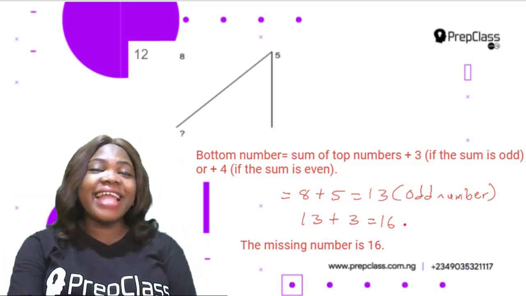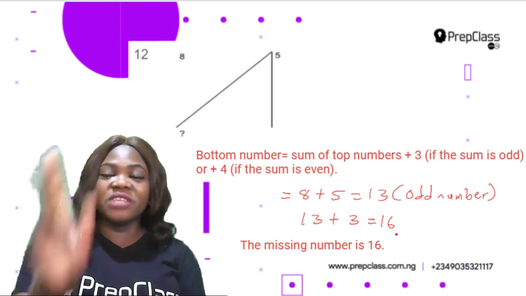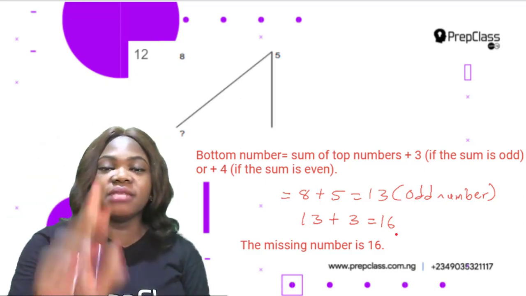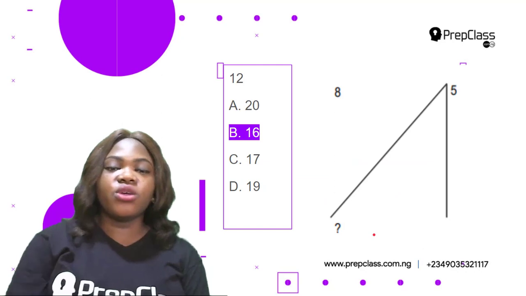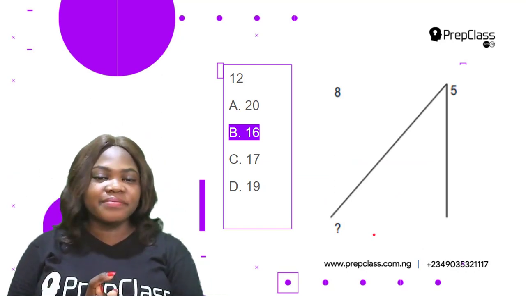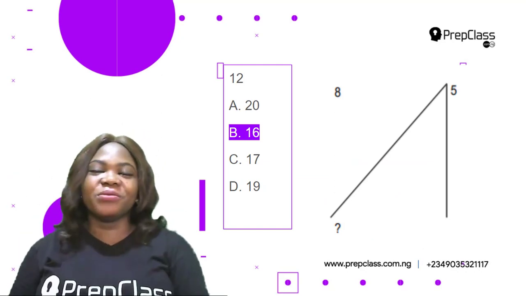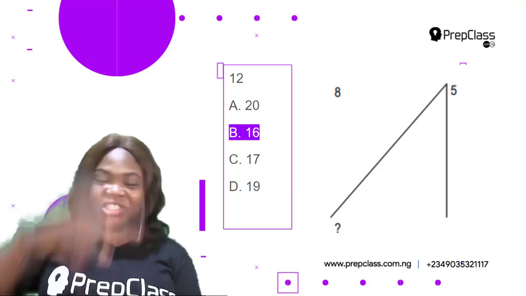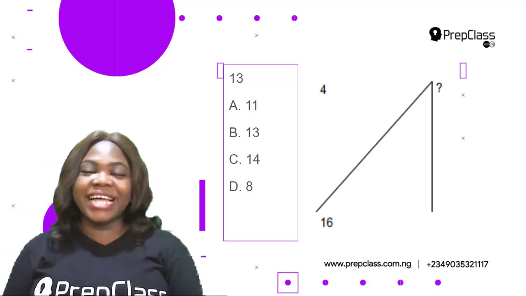So can you see that's the answer? So this is actually very, very easy. Okay, so the missing number here is 16. So which of the options is correct? Option B is the correct option because 16 is the answer. Check. Okay, question 13 now.